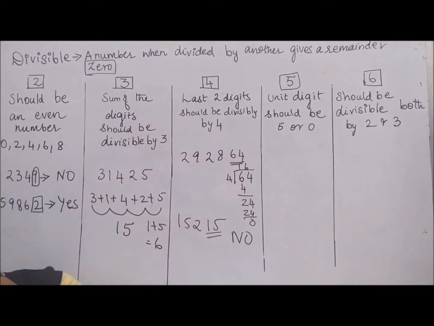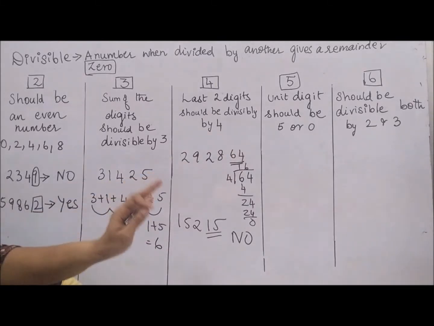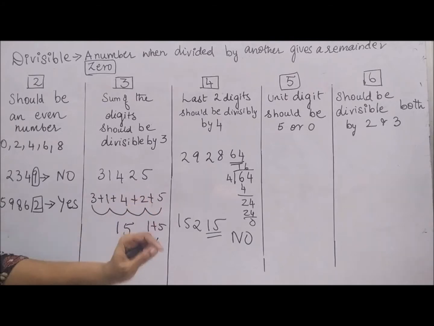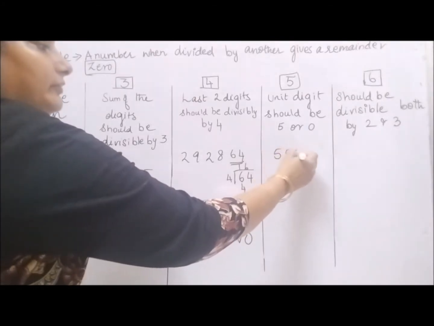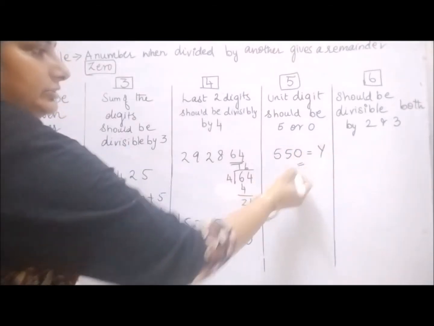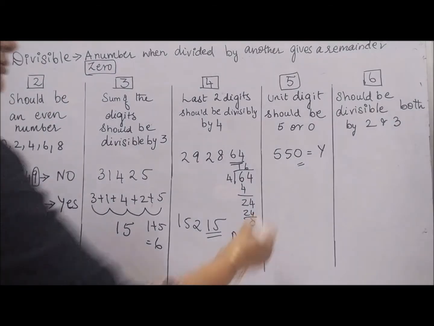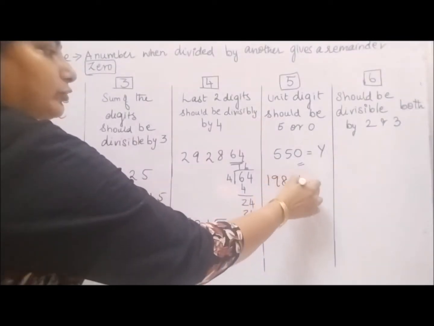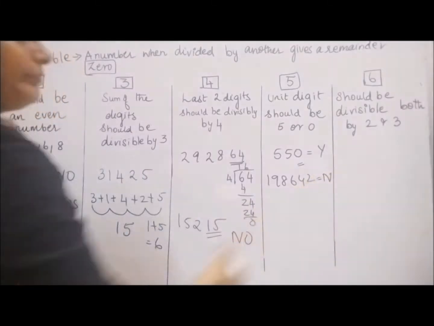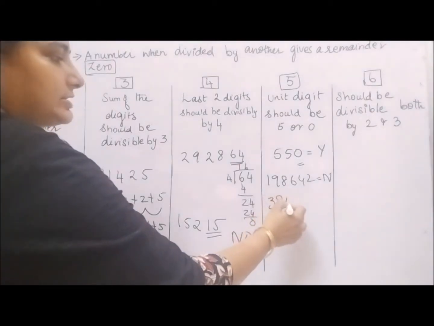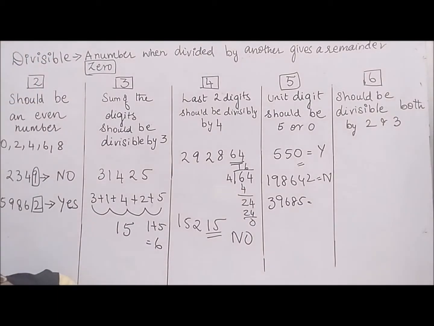Let's go to 5. The rule of 5 is very simple. The unit digit should be either 5 or 0. 550. Yes, because the unit digit is 0. 198642. Is it divisible by 5? No. 39685. Is it divisible by 5? Yes. Let's go to the divisibility rule of 6.